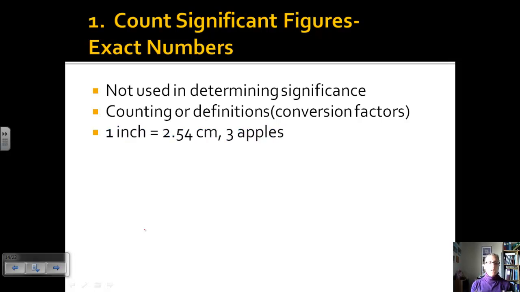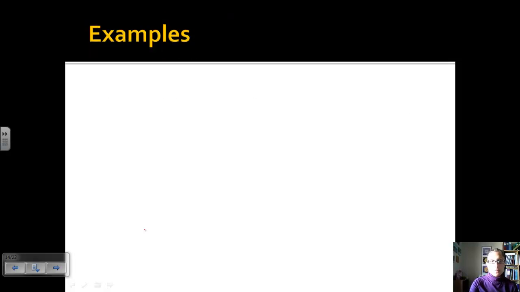So, for example, 1 inch is equal to 2.54 centimeters. This is a definition. It's just defining inches versus centimeters and the relationship between the two. And so we would not use those numbers at all in determining significance. The other one is counting. If I count some apples or I count some students or cars or whatever, that's just determining a quantity, and that is not used in determining significance. So we would say 0 or none at all. So 0 significant figures for both of those.